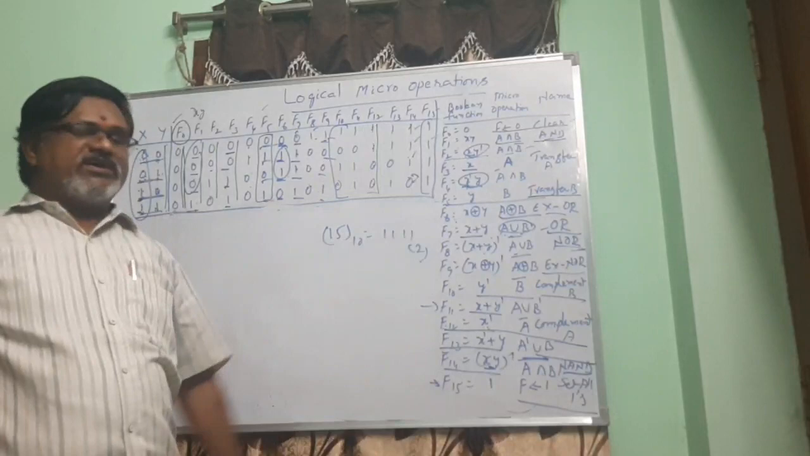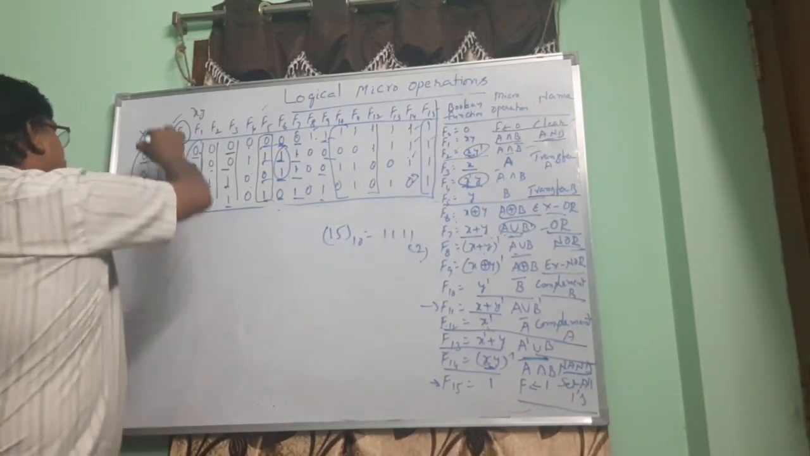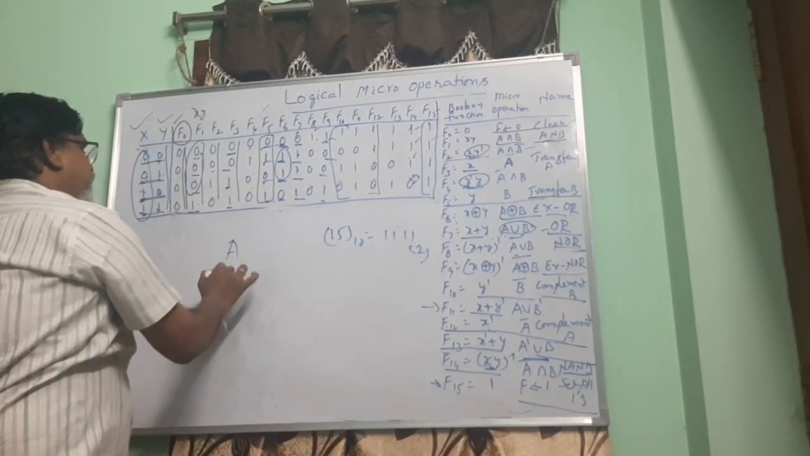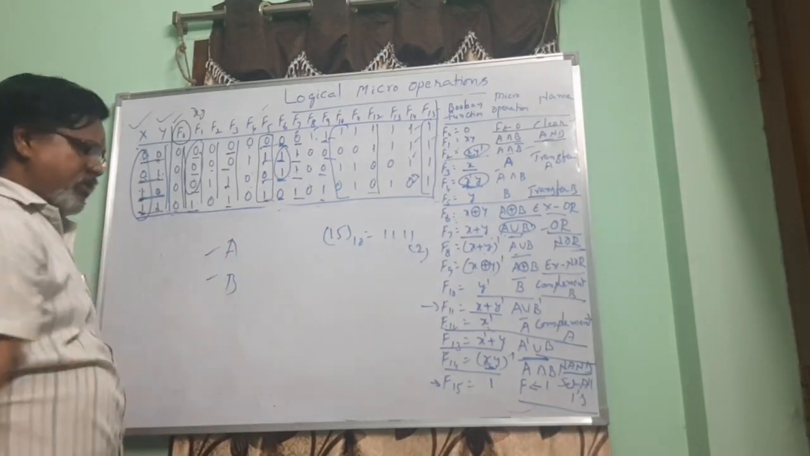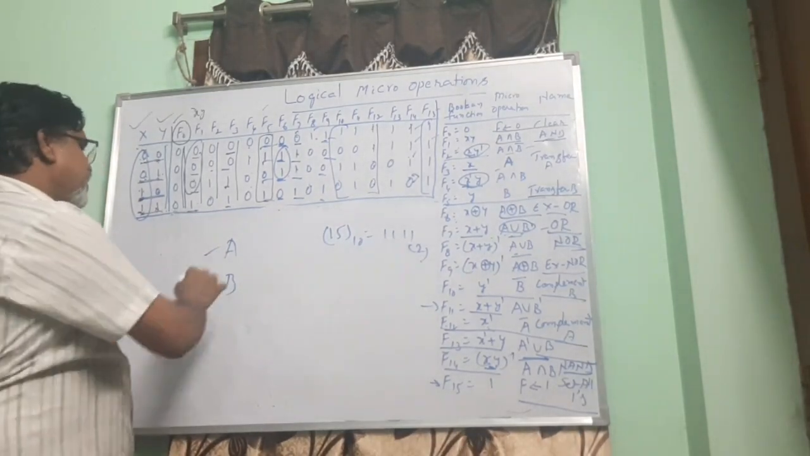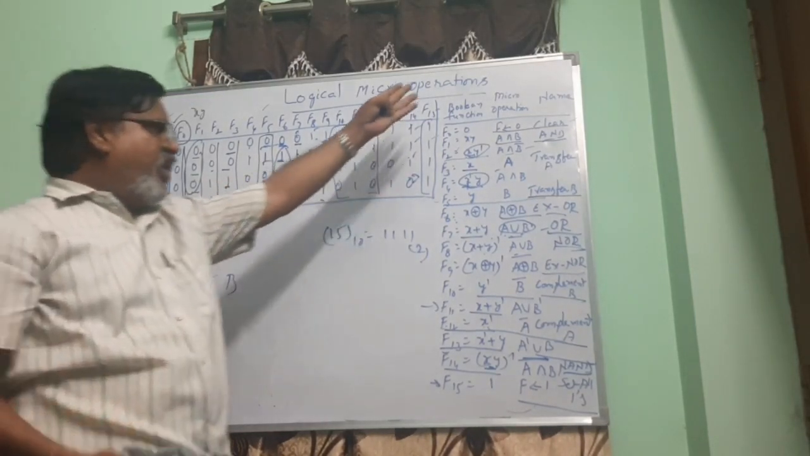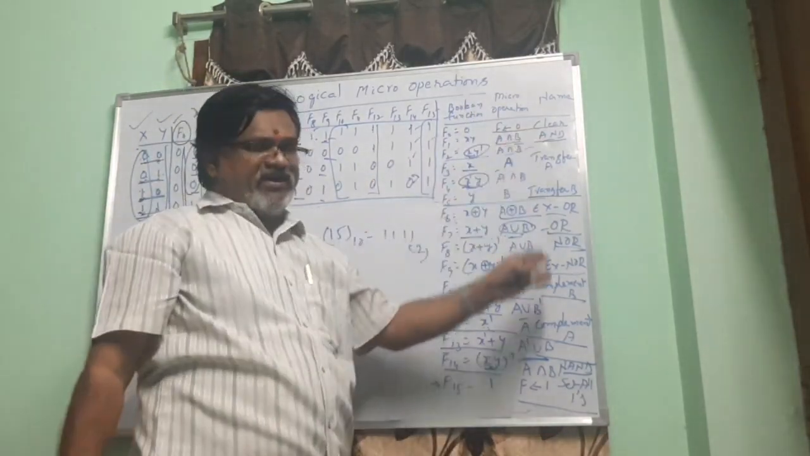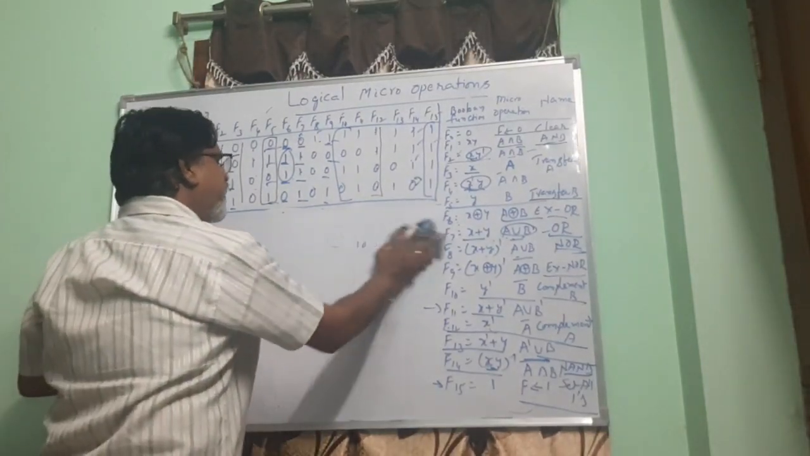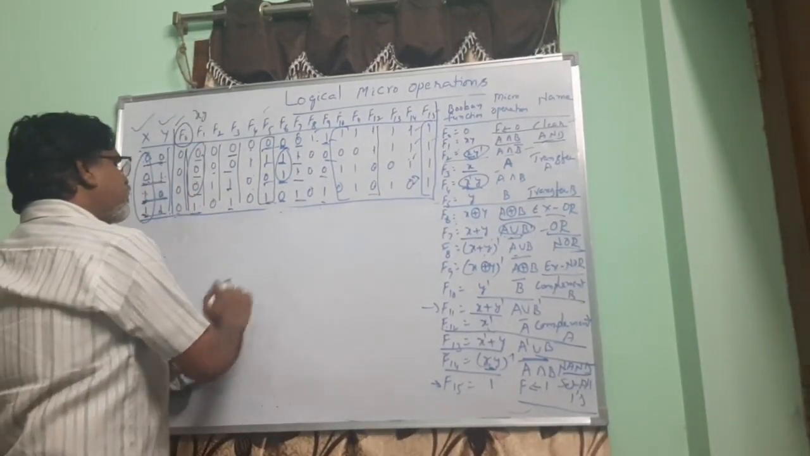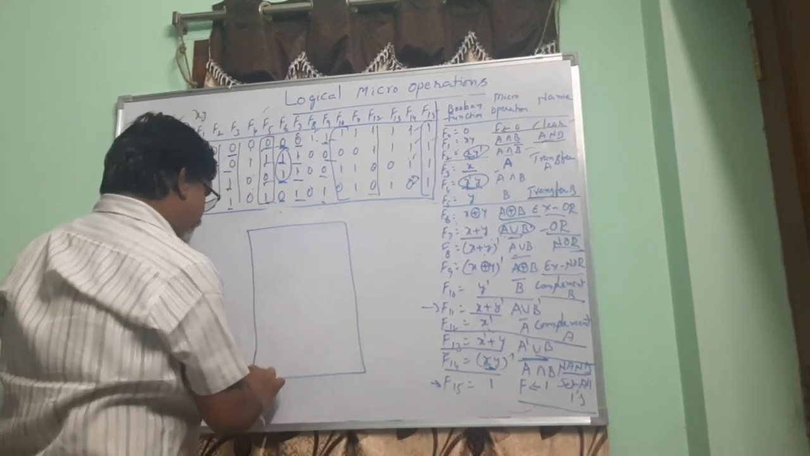So these are the 16 basic operations generated with the two input values, where x and y are single-bit representatives of register A and register B. For all these 16 Boolean functions, we have derived the micro operation and its name. But remember, I told you there are basically only 4 operations in the logical micro operations.